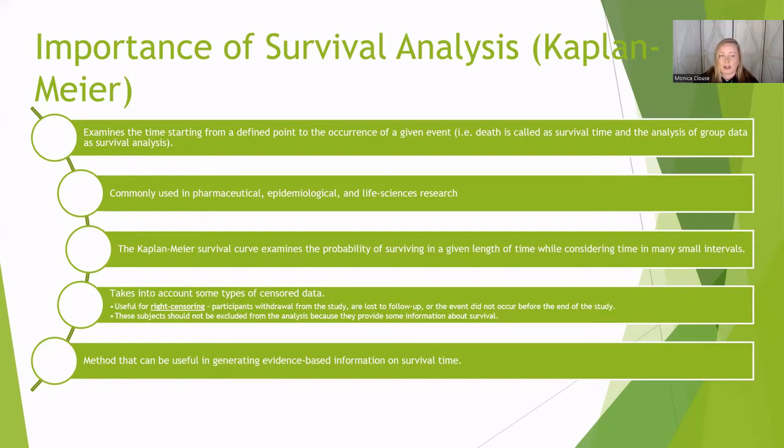The Kaplan-Meier curve examines the probability of surviving in a given length of time while considering the time in many small intervals. It takes into account certain types of censored data, such as right censoring. This is when participants withdraw from the study or are lost to follow-up, or the event did not occur before the end of the study. These subjects should not be excluded from the analysis because they provide some important information about survival. The Kaplan-Meier method can be useful in generating evidence-based information on survival.